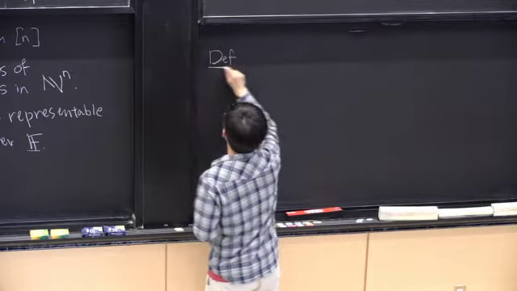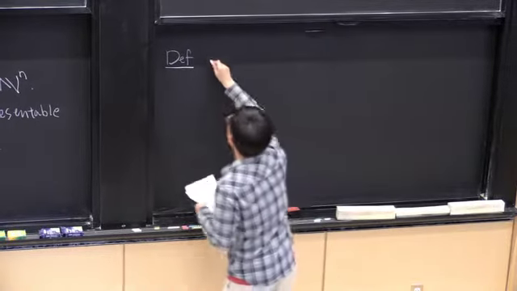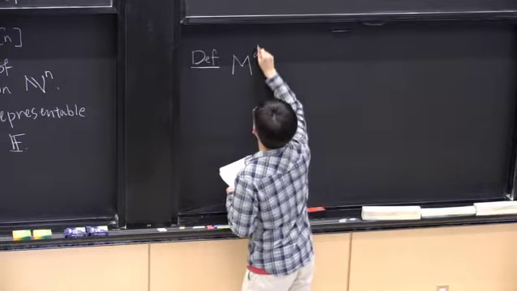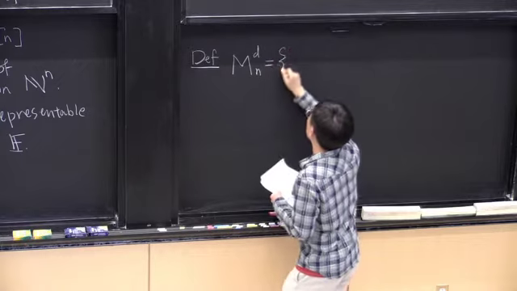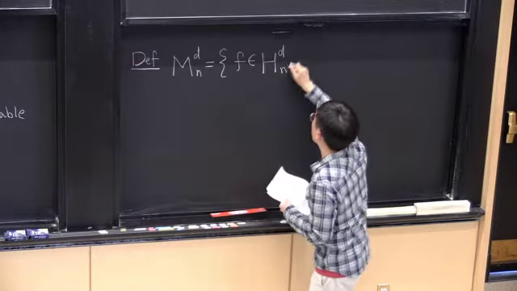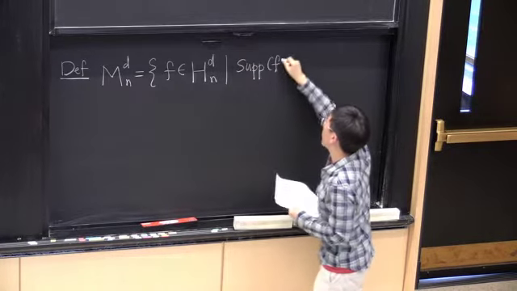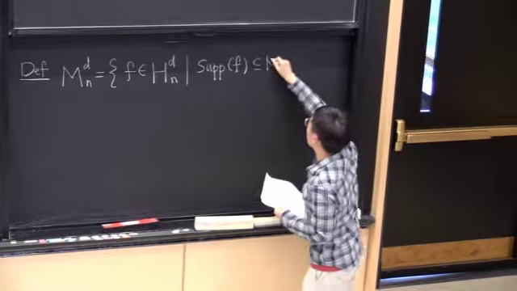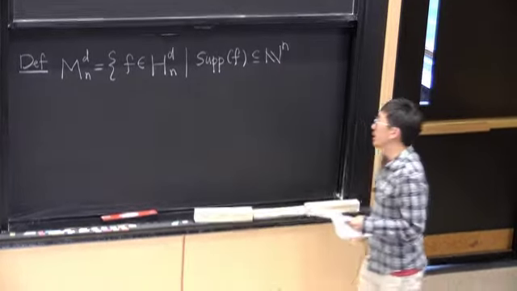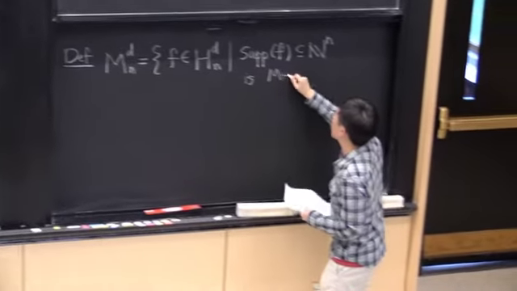So here's the second part of the definition that I need to state the result. So let's call M^d_n the space of homogeneous degree d polynomials f whose support, by which I mean the set of monomials appearing in the expression for f, is M-convex.